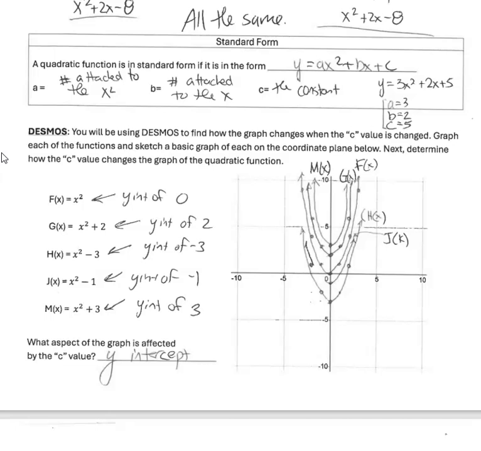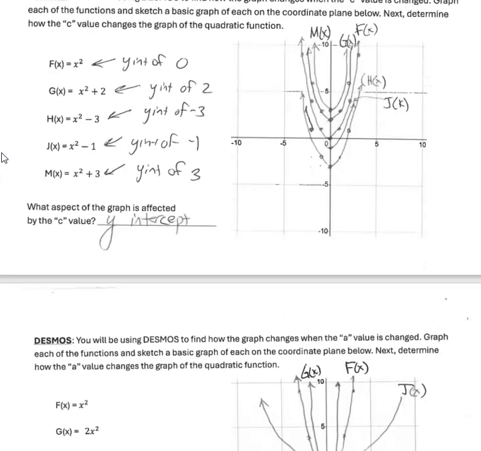You should also know the exact points of the parent function y equals x squared. It's at (0, 0), (1, 1), (2, 4), (3, 9), (-1, 1), (-2, 4), (-3, 9). It's basically just substituting in the numbers negative 3, negative 2, negative 1, 0, 1, 2, 3, and you could do more than that. And then you just square them to find out the y's. So you should know where those general points are. So the first thing the students learned was that the c value is going to change the y-intercept.